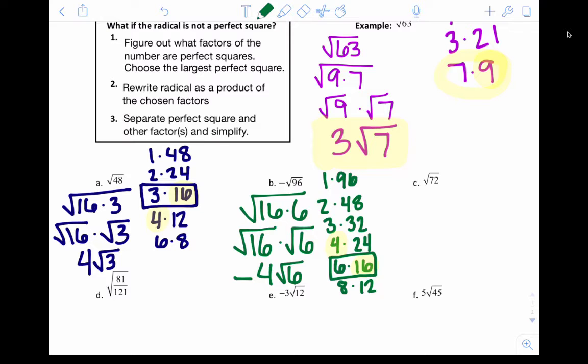Notice on these I've been putting the whole number in front of that square root sign. That's the correct way to write these numbers, so make sure you're writing your numbers in that order. Okay, moving on to C.